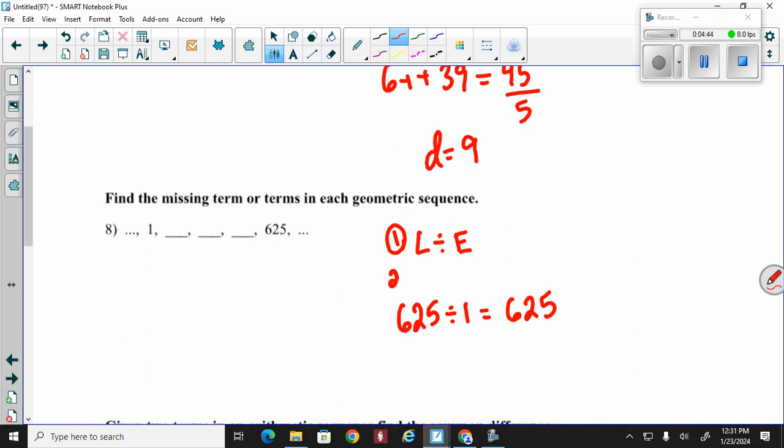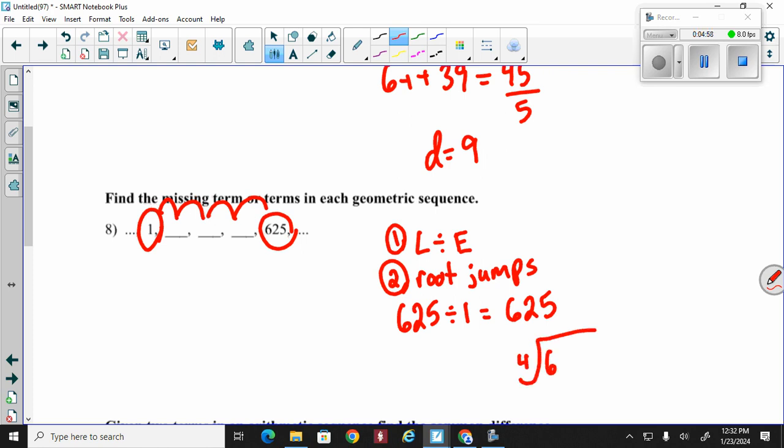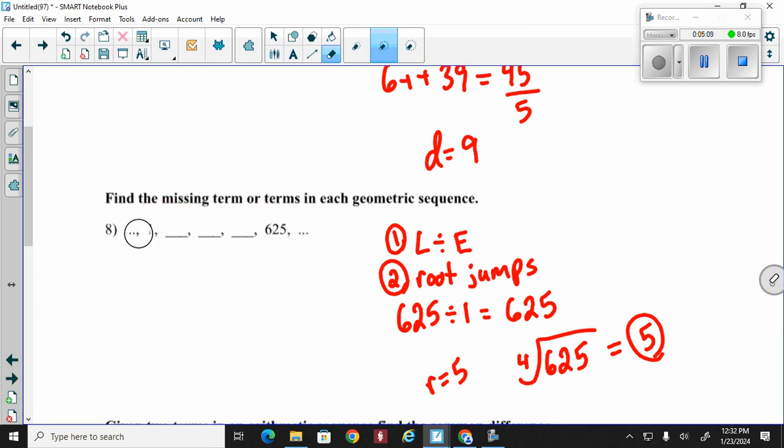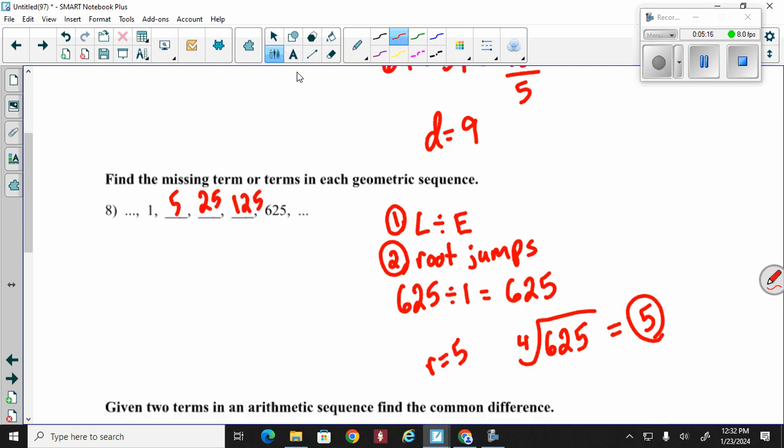Now remember, the second step is to take the root of the jumps. So again, I'm here at 1 jump, 2 jump, 3 jump, 4. All right, so I'm going to take the fourth root of 625. Remember, you're supposed to figure out how to do this. And if I'm not mistaken, it's going to be 5. So my ratio is 5. That means I'm multiplying by 5 every time. So 1 times 5 is 5, 25, 125, and then 625.